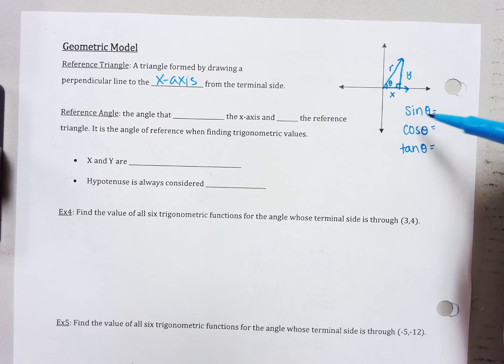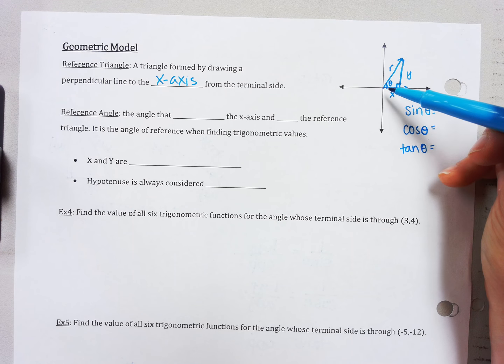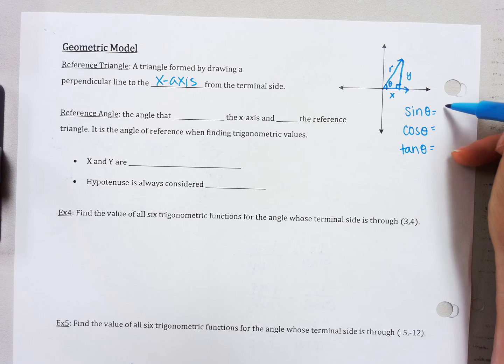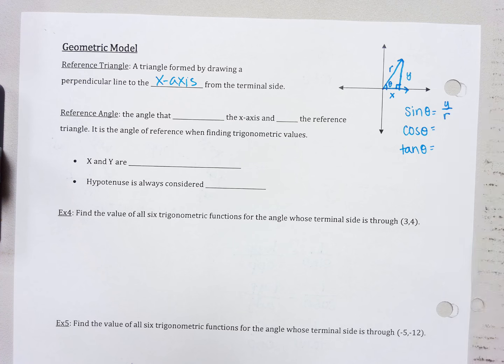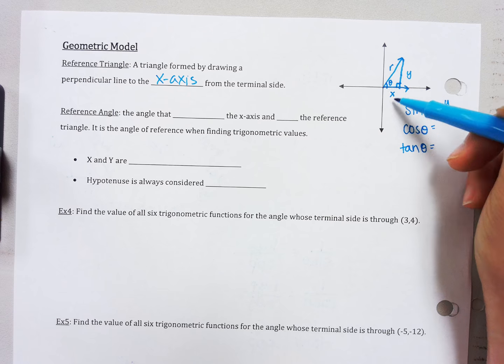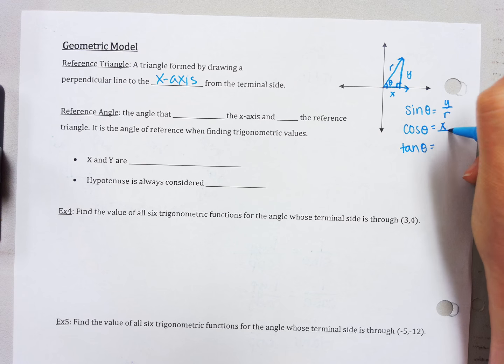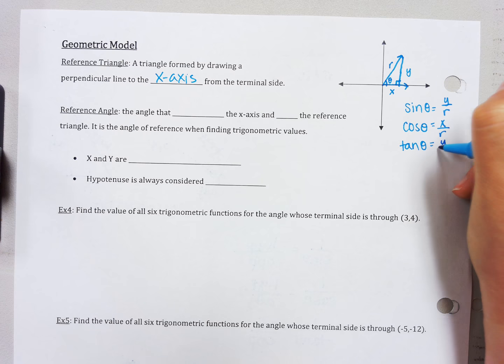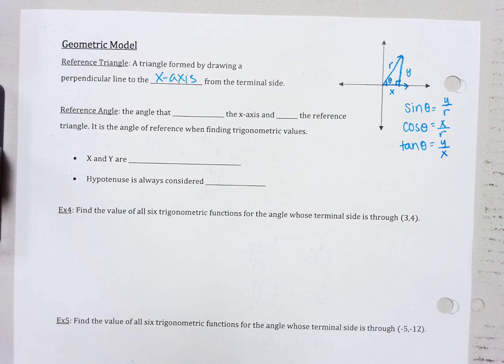So if I was standing at this angle, my sine of that angle would be opposite over hypotenuse, so y over r. My cosine of this angle would be adjacent over hypotenuse, so x over r. And my tangent of this angle would be opposite over adjacent, which is y over x.